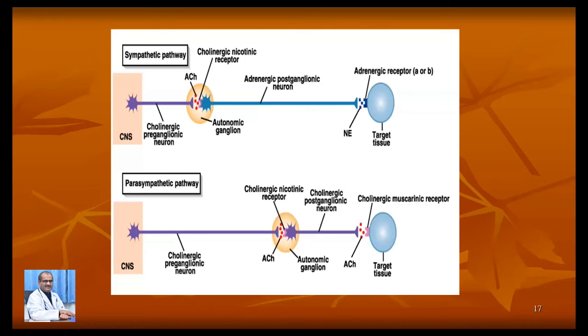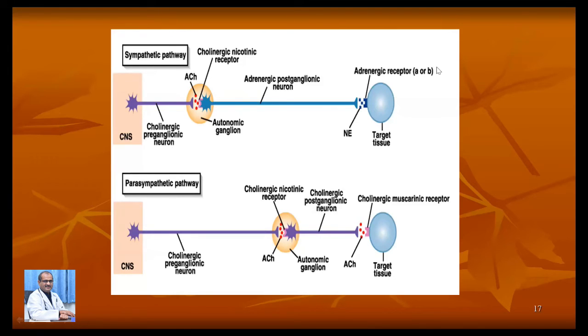So here we can see the sympathetic pathway. This is the central nervous system, which consists of the brain and spinal cord. This is the cholinergic pathway, where acetylcholine is the neurotransmitter secreted in the autonomic ganglia here. Then the elongated neuron is the adrenergic postganglionic neuron, whereas this is the cholinergic preganglionic neuron. Most of the preganglionic neurons are cholinergic in nature because the neurotransmitter secreted is acetylcholine, whereas depending upon the type of nervous system, norepinephrine will be secreted in the sympathetic pathway, and adrenergic receptors, alpha or beta, are present on the target tissue. What are the target tissues? Many tissues have both sympathetic and parasympathetic innervation.